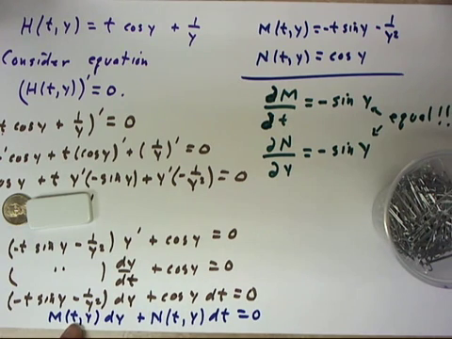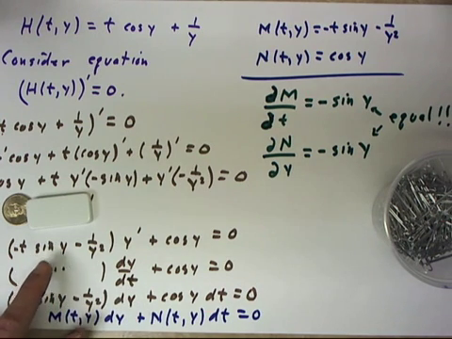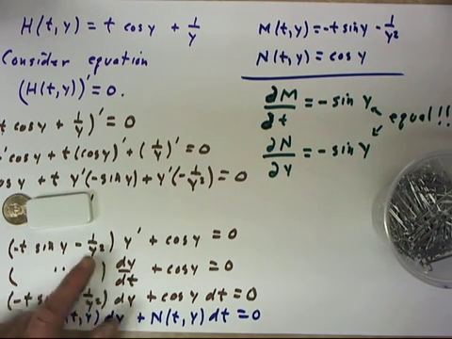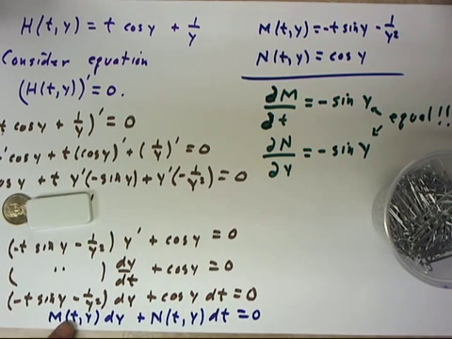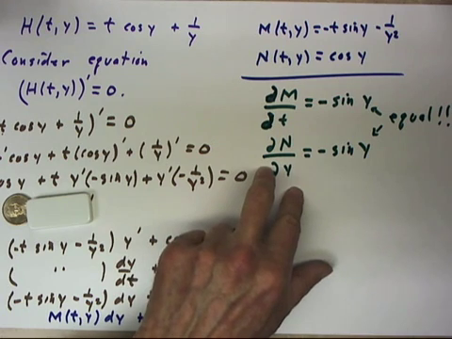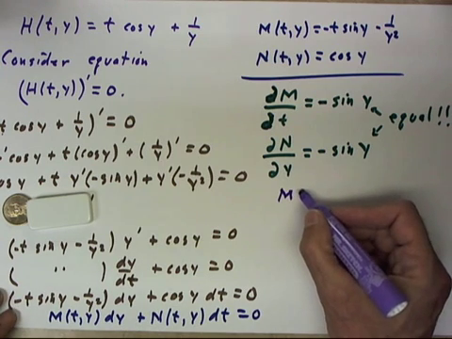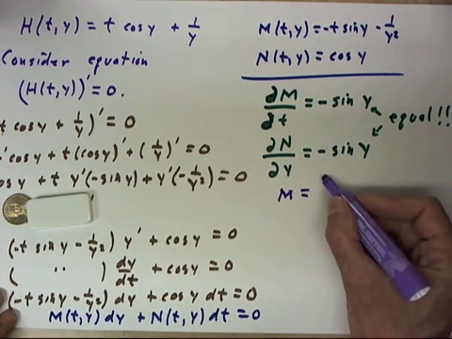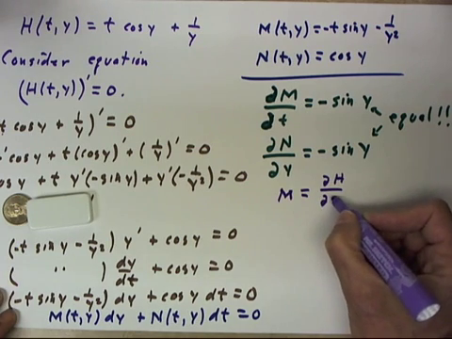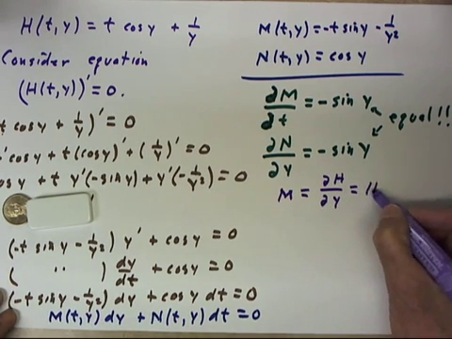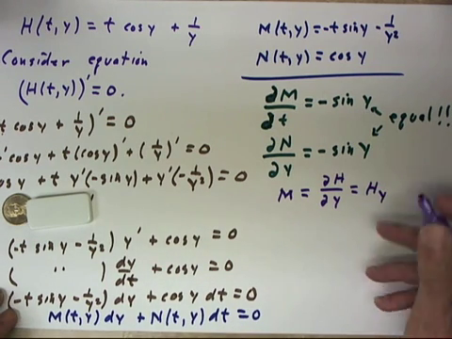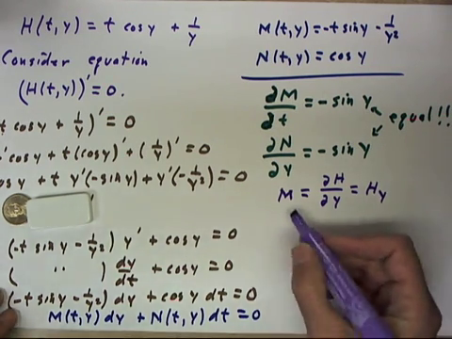Where did m of t,y come from? M of t,y is this thing in front of dy, which was originally the derivative with respect to y of this function. So m of t,y is dh/dy. So let's just write that out so we can keep track of it. I think maybe we can get rid of this cup. M equals the partial of h with respect to y. And we could call that h sub y. Derivative of h with respect to y. That should be a familiar notation.